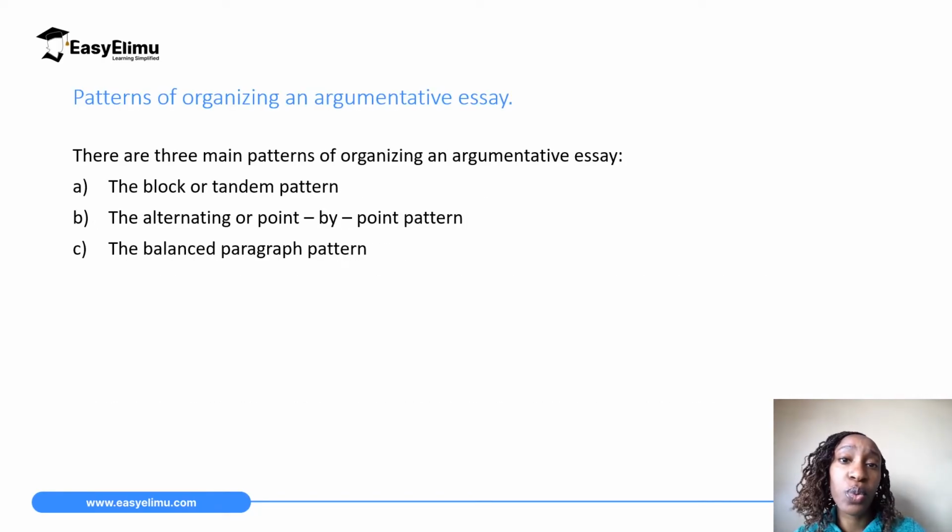So there are different ways in which you can organize your essay. There are three different patterns in which you can organize your argumentative essay, and we are going to look at them one by one. The first one is the block or tandem pattern. The second one is the alternating or point by point pattern. And the third one is the balanced paragraph pattern. So let us have a discussion on all these three, and then at the end you can pick which one works for you when it comes to writing an argumentative essay.